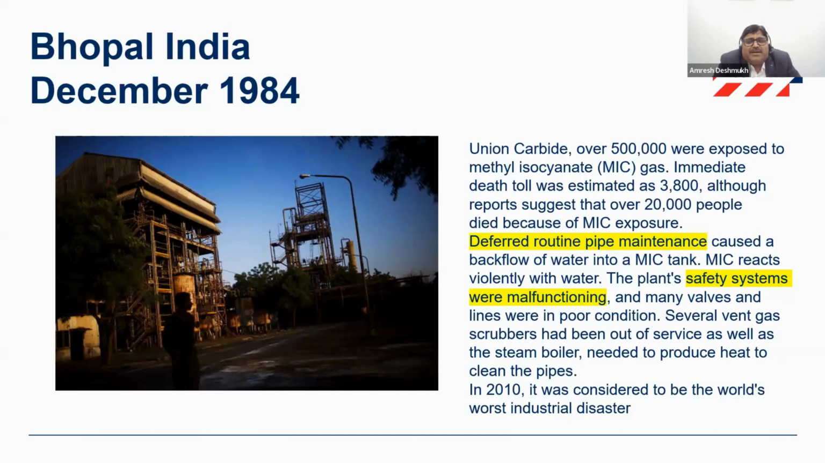While this happened, everybody was very well aware that water reacts violently with MIC, and there were adequate engineering measures in place. Had they been functioning, this could have been avoided. But over a period of time, the pipelines which were carrying this material were in poor condition. Several vent gas scrubbers which were supposed to be in operation were put out of operation. The valves were poorly maintained, and the steam boiler, which is necessary to keep the pipes clean, was kept out of service.